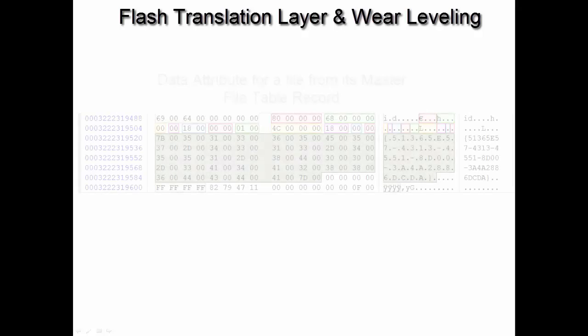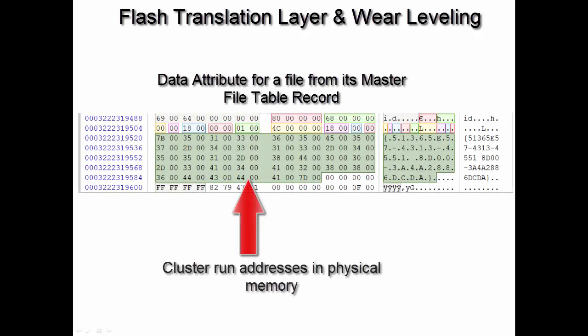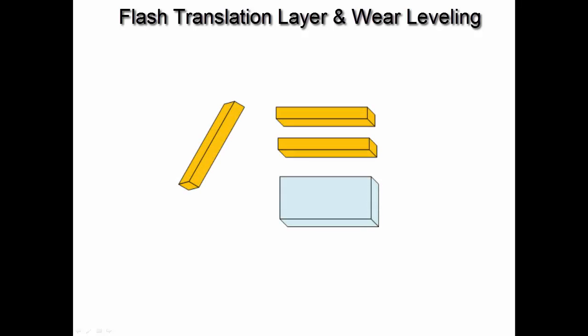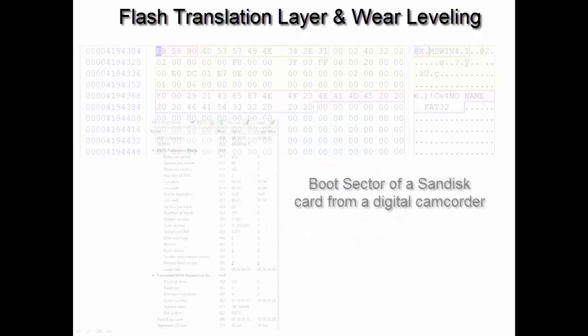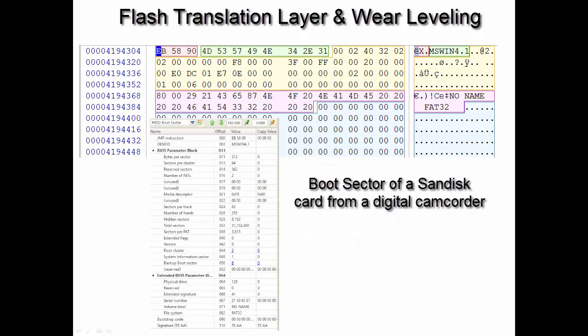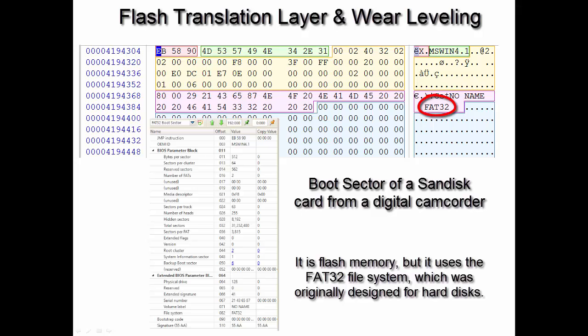If you want the physical addresses of where a file is stored, you can refer to its master file table record, which has all of the cluster run locations in memory. Flash memory stores data in pages and blocks. However, it tries to emulate what hard disks do by using the same geometry scheme. Thumb drives and solid-state drives are still formatted with file systems such as FAT32 and NTFS. So when they're forensically imaged, you will see their geometry displayed in sectors and clusters.